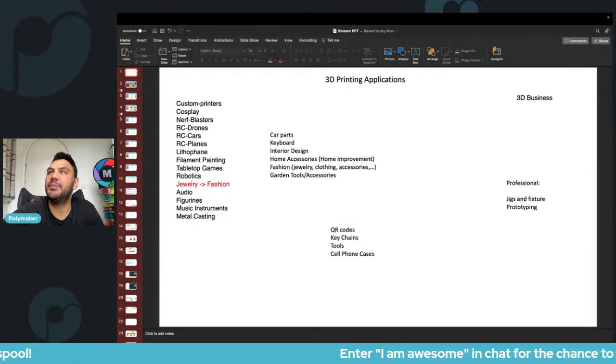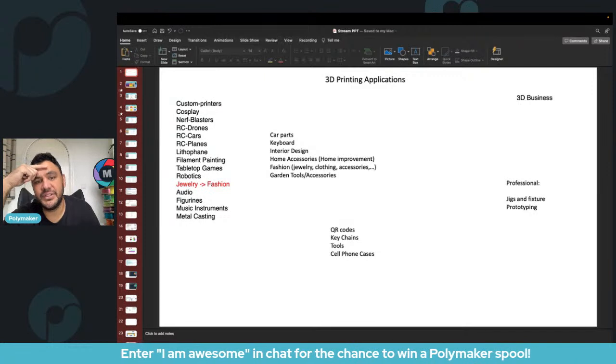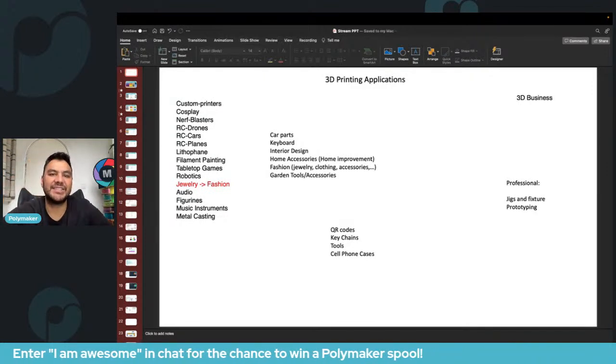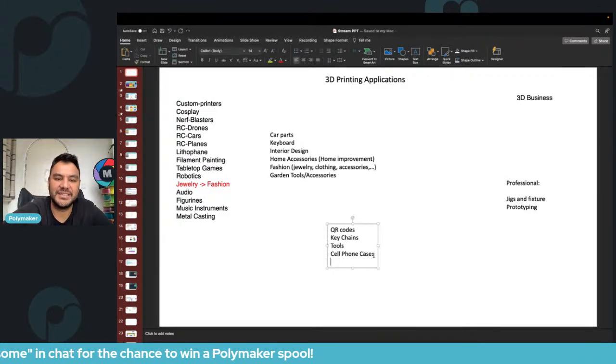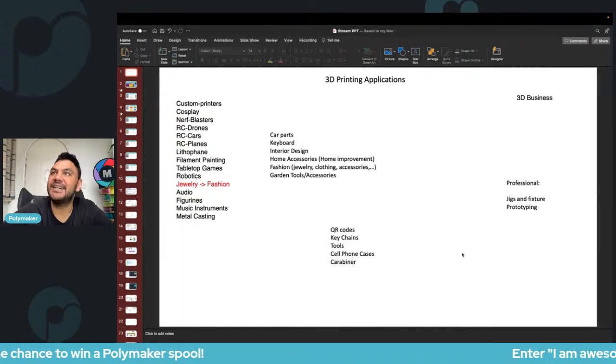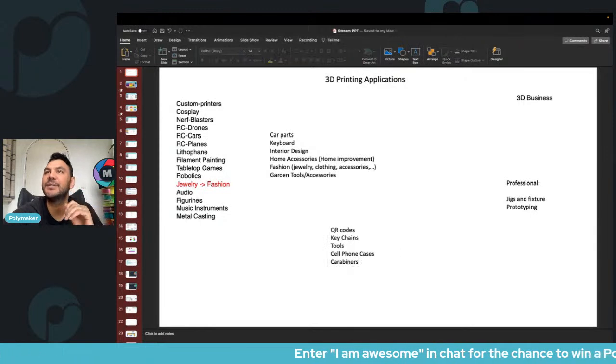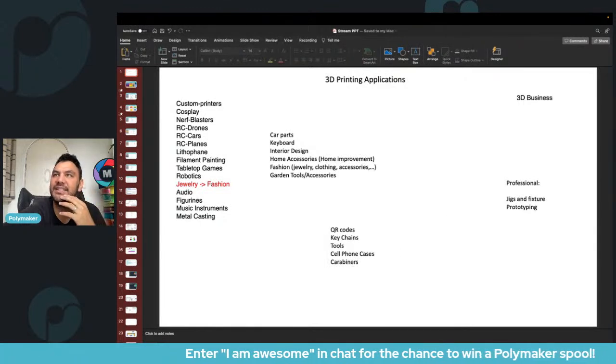I printed a carabiner the other day. Where would this fit? Carabiner. Yeah, it's still some type of accessories, right? Yeah, I don't know yet. I don't know where that would be yet. I don't know. Car parts, yeah, is there.